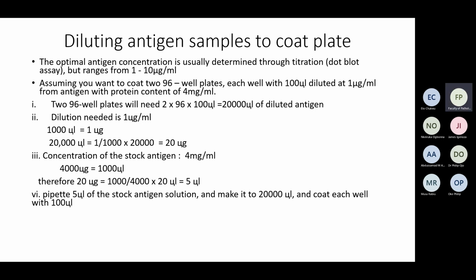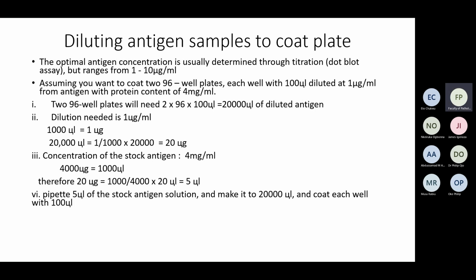Now, you have your 2 ELISA plates, and you want to coat each plate with 100 microliters. Therefore, we are going to need 2 times 96 times 100, which is approximately 20,000 microliters, as we said before. And then the dilution needed is 1 microgram per mil.